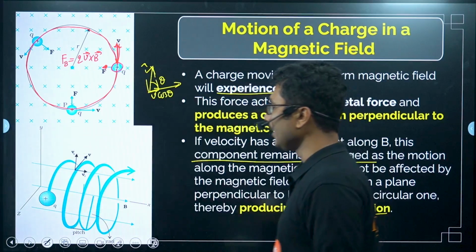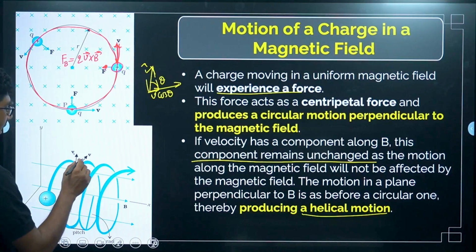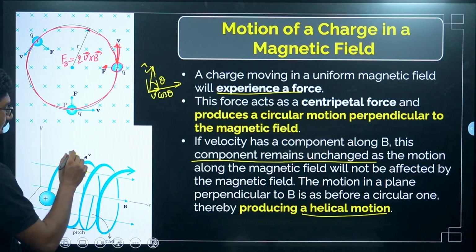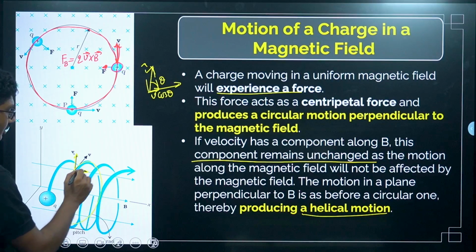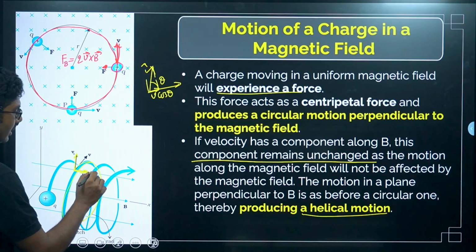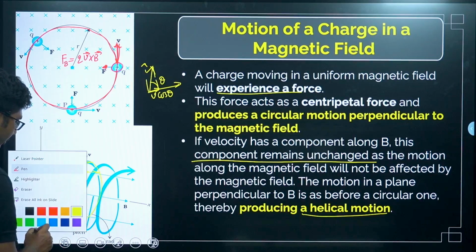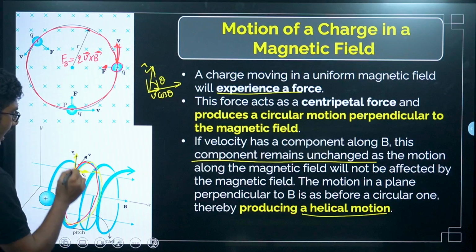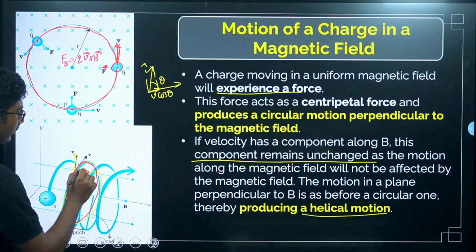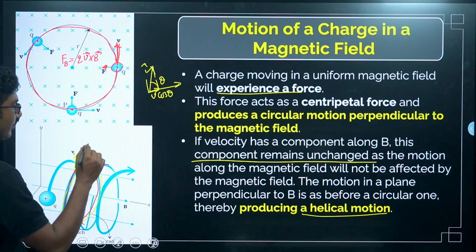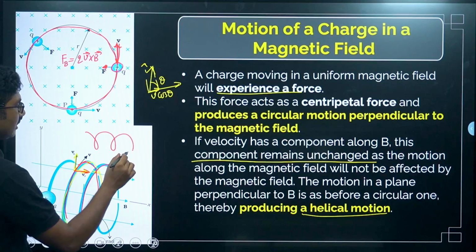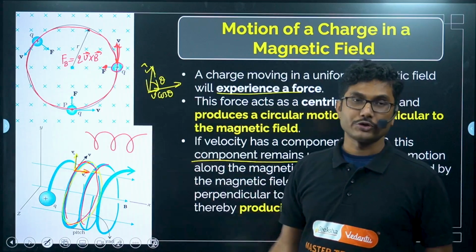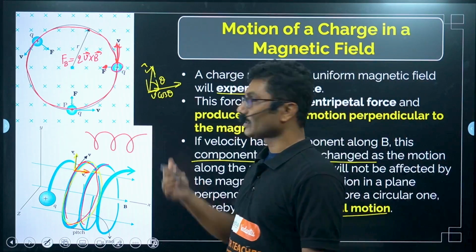Let us understand that in detail. In this case, as you can see, V has two components, one parallel and one perpendicular. The perpendicular component gives rise to the circular motion, and the parallel component will give rise to a linear motion in this direction. So we get two motions: circular motion due to the perpendicular component, and linear motion due to the parallel component. So basically we will get something like this. The circle is not in a single plane, but it is like this. This is called helical motion, like a spring. This structure is called a helix.